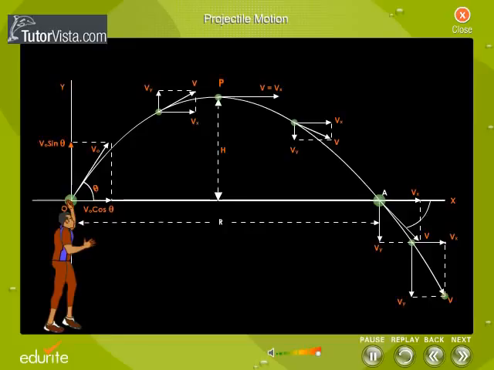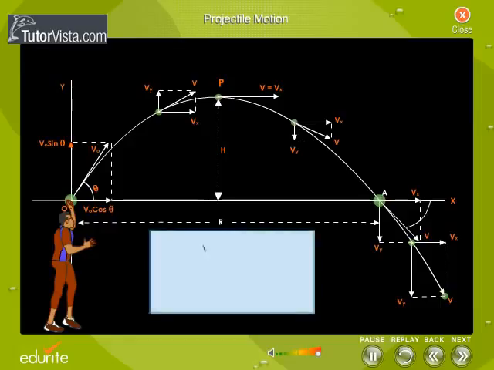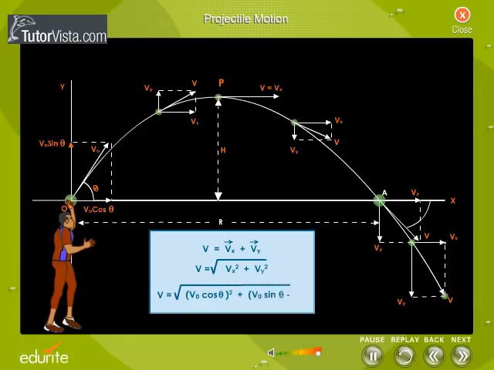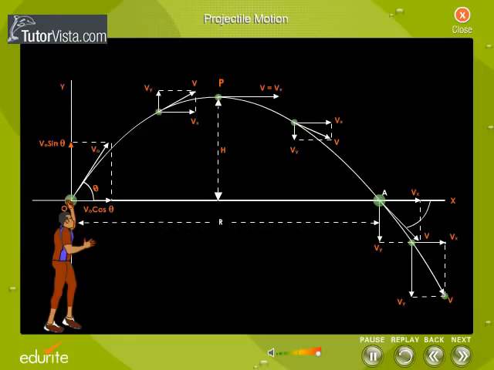Let us now find out the resultant velocity of the projectile at any instant. The resultant velocity v is equal to vector vx plus vector vy. By the parallelogram law of vectors, v is equal to the square root of vx squared plus vy squared. V is equal to the square root of (V0 cos theta) whole squared plus (V0 sin theta minus gt) whole squared.